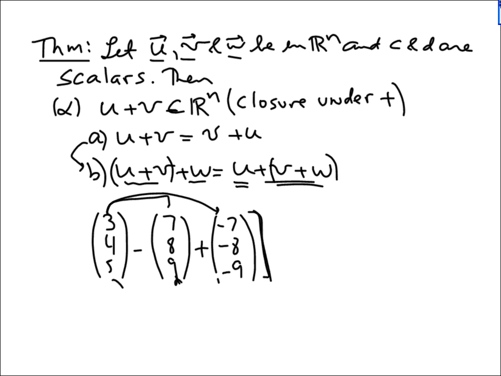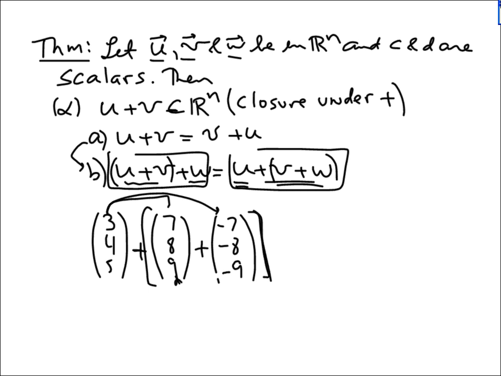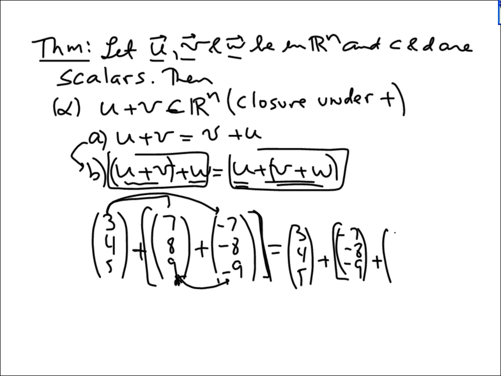Let's suppose you are given this problem just the way it is right now. The parentheses say to add the second two first, and you don't have to. You could invoke the associative law and put it this way. But what I'm going to do is use rule A first. I'm going to say 3, 4, 5 plus, and I can switch these two, u plus v is v plus u. Then I get negative 7, negative 8, negative 9 plus 7, 8, 9.